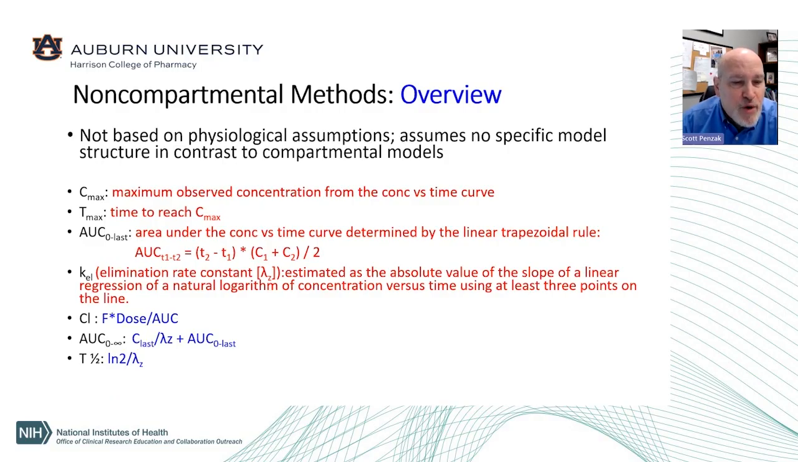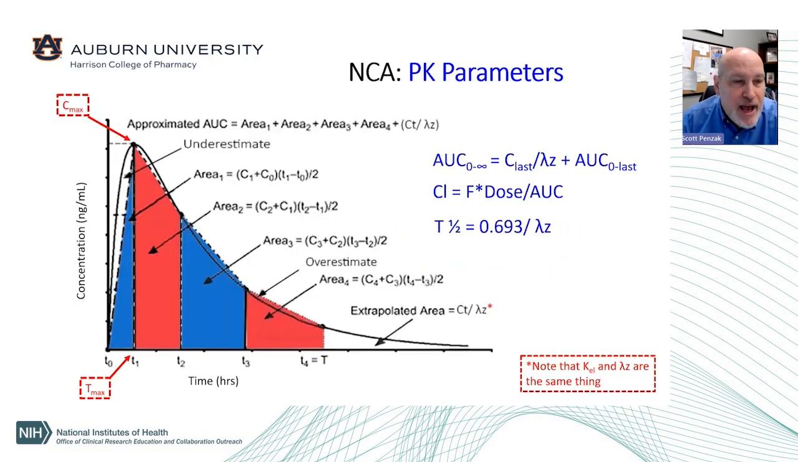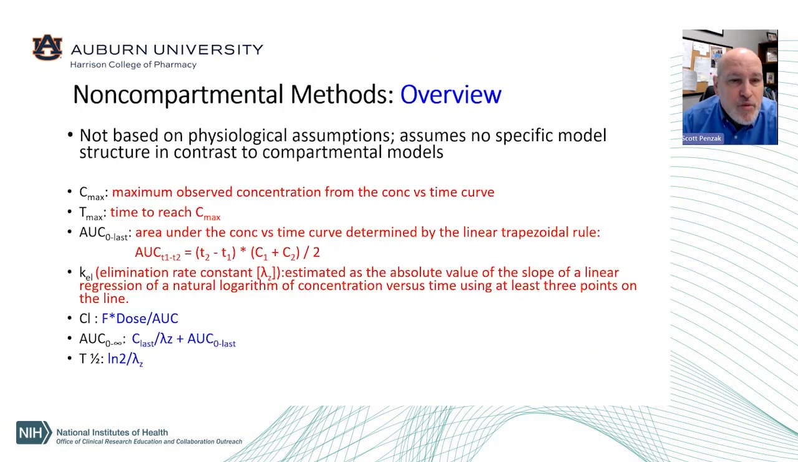And then your elimination rate constant: normally you'd have your natural log concentration versus time, and then you take 3 points on that line, and you estimate the absolute value of the slope of a linear regression line, and that gives you your elimination rate constant. And so those are really your true pharmacokinetic parameters, and then you've got other parameters here that are essentially the result of calculations using the first set of parameters that I talked about.